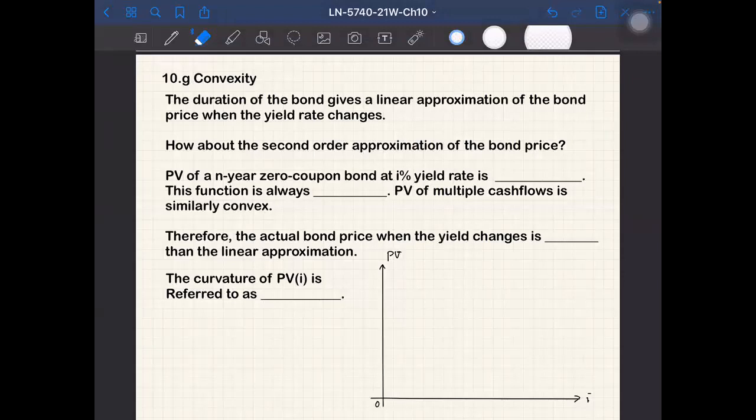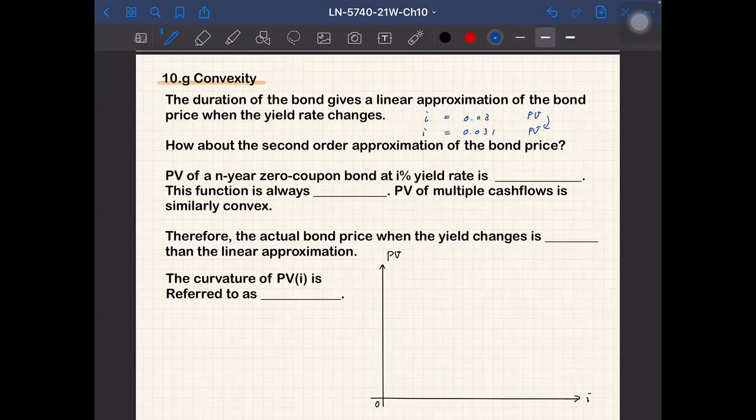Hi, section 10.g, the convexity. The duration of the bond gives a linear approximation of the bond price when the yield rate changes. If you calculated the present value at some interest rate, for example, i equals 0.03, we can quickly calculate the present value when i changes a little bit, for example, to 0.031. Then the change in present value is calculated by the duration times the price times the change in interest rate.